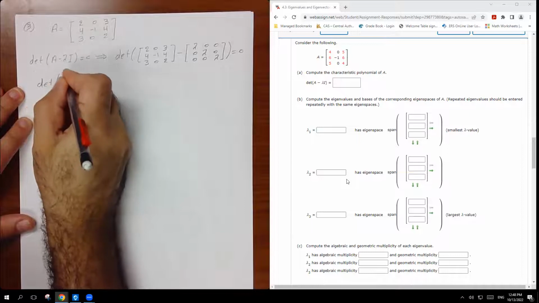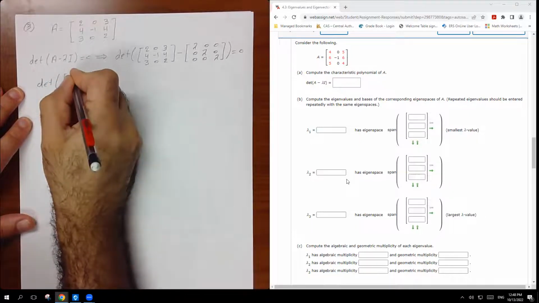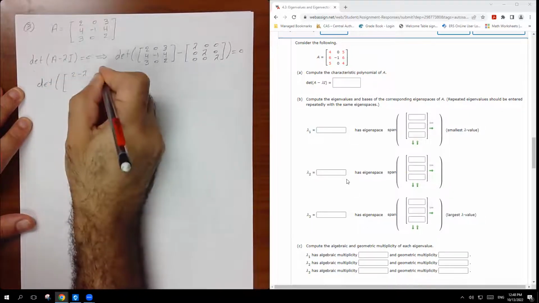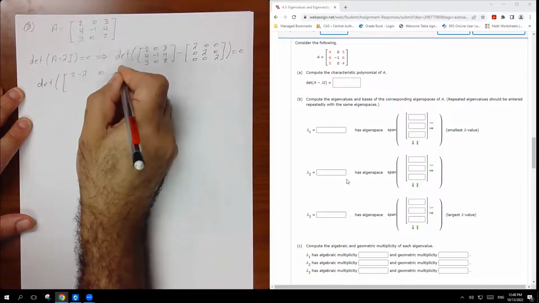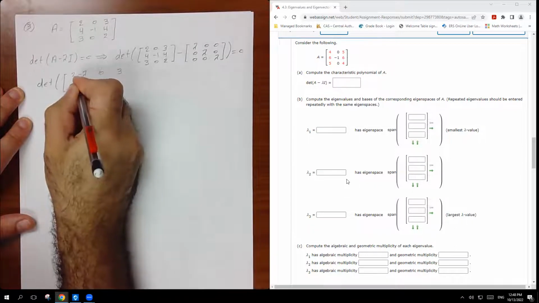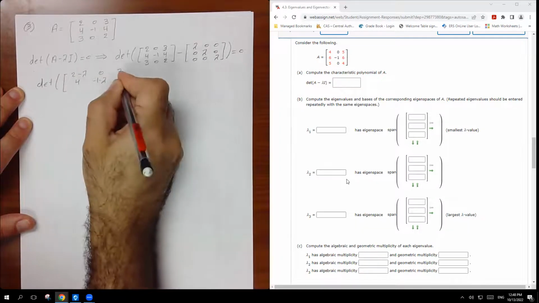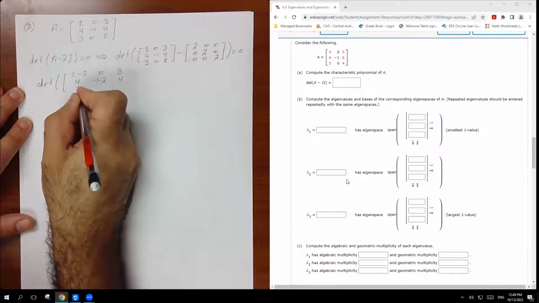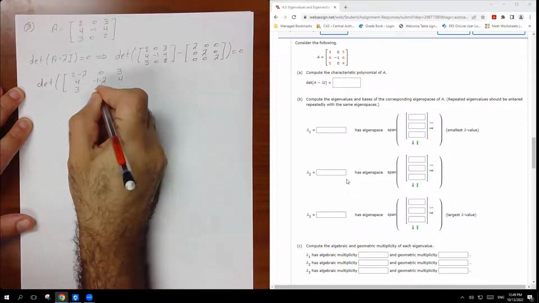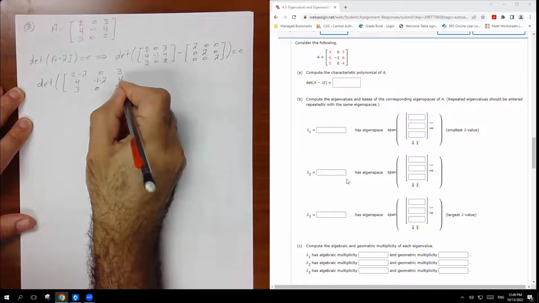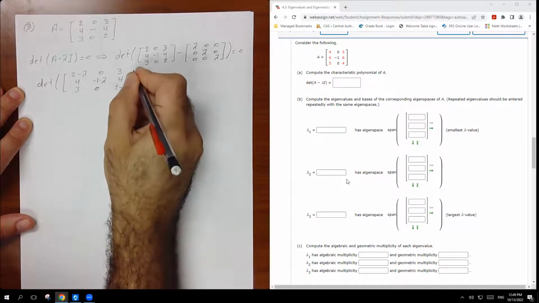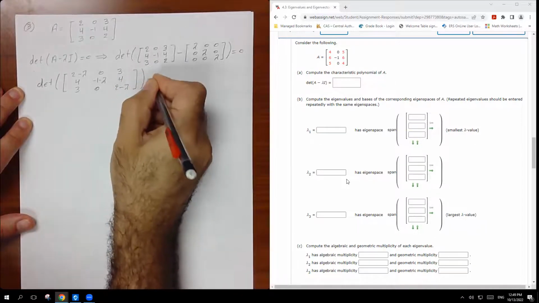this matrix, which is 2 minus lambda, 0, 3. And here is 4, -1 minus lambda, and 4. The last row is 3, 0, and 2 minus lambda, equals 0.